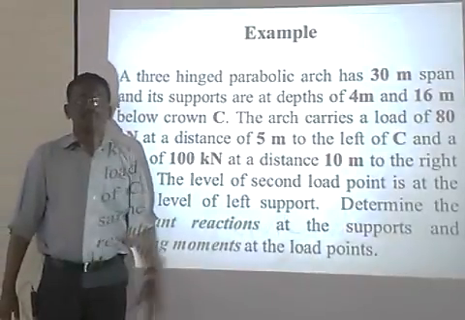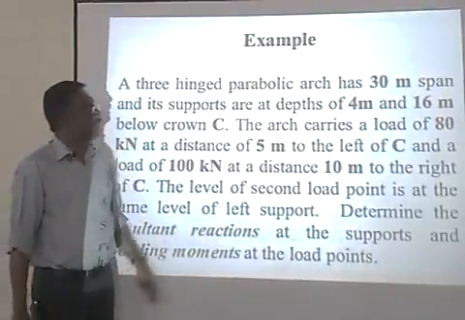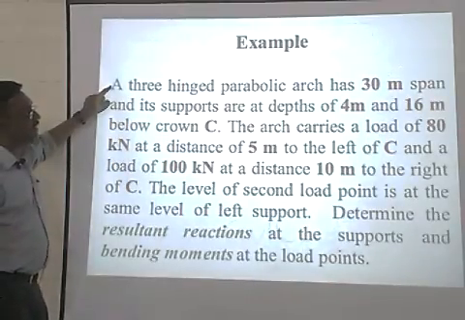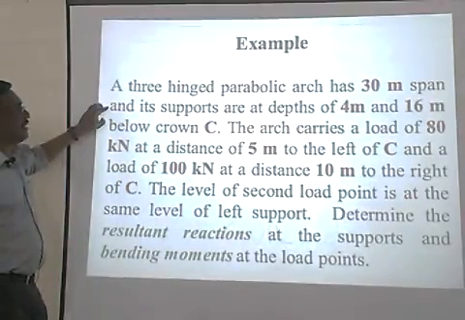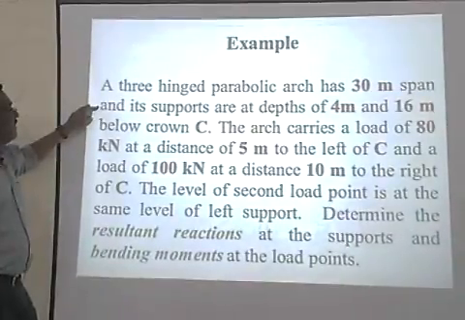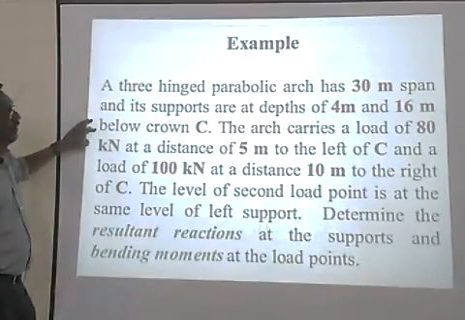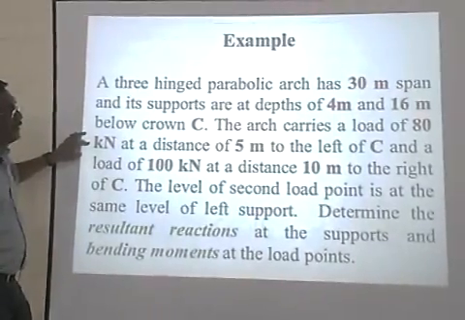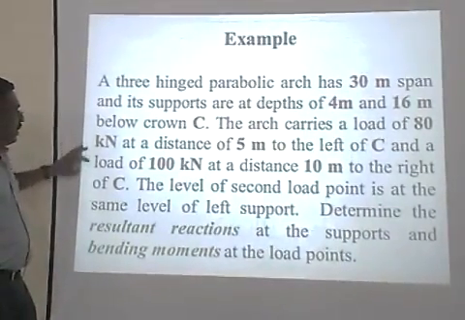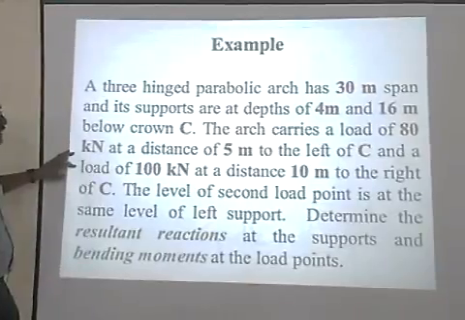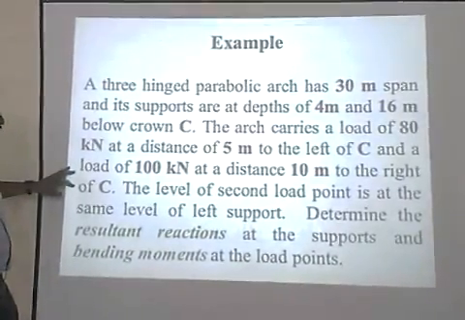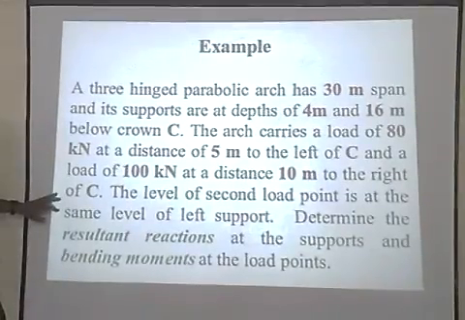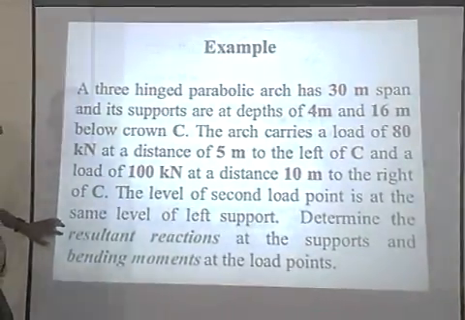For today's class, let us take this example. The example says a 3-hinged parabolic arch has 30 meter span and its supports are at depths of 4 meter and 16 meter below crown C. The arch carries a load of 80 kilonewtons at a distance of 5 meter to the left of C and a load of 100 kilonewtons at a distance of 10 meter to the right of C. The level of the second load point is at the same level as the left support. Determine the resultant reaction at the support.